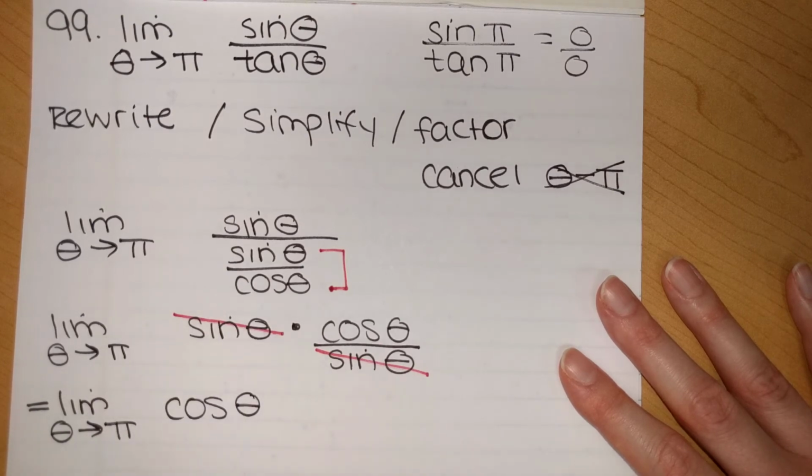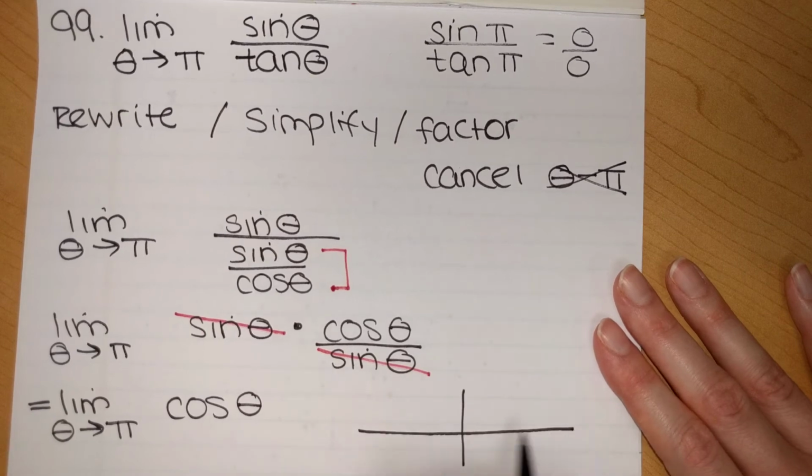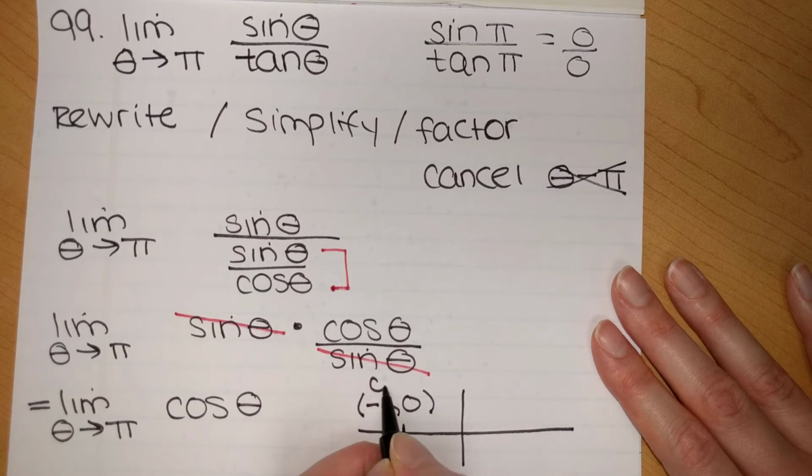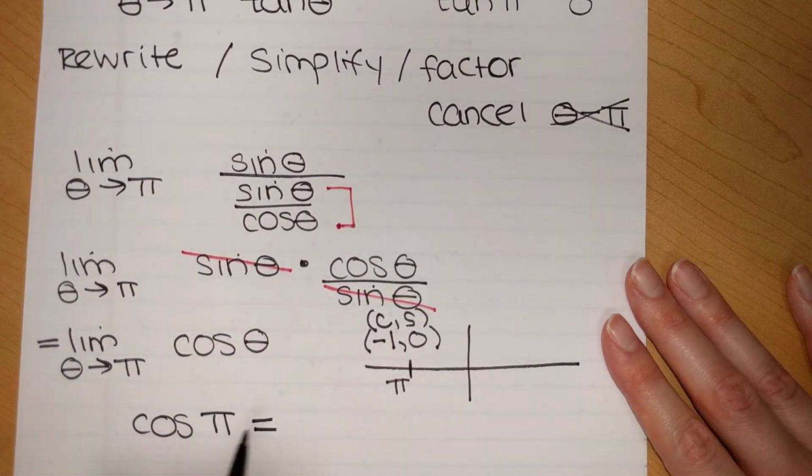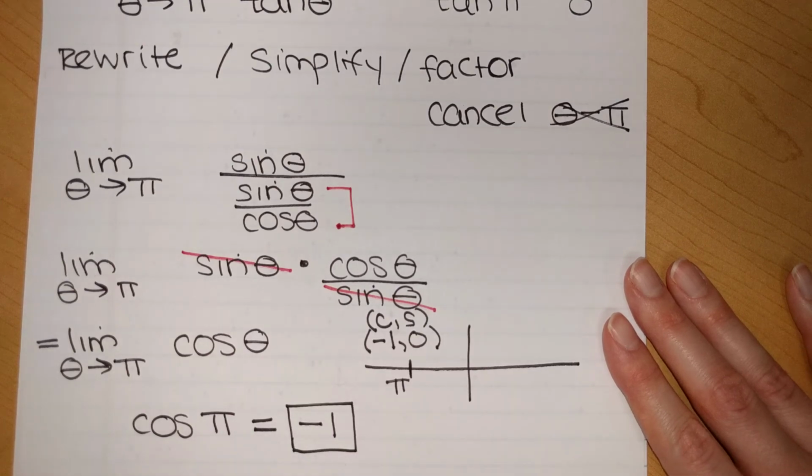Now be careful here. When you look at the unit circle, when you're over here at pi, the coordinate is (-1, 0). So remember, the x-coordinate is your cosine, the y-coordinate is your sine. So cosine of pi, when you plug in, it's not going to be a +1, it's going to be a -1. So our final answer is that this limit evaluates to -1.